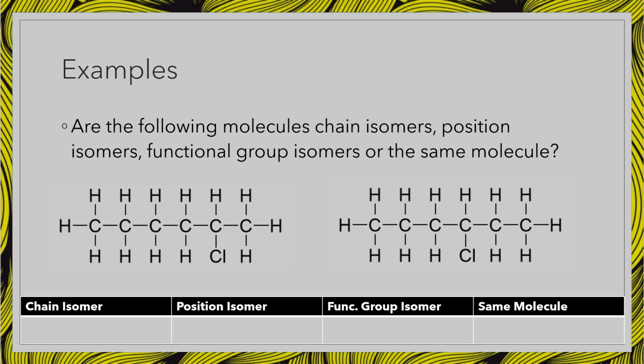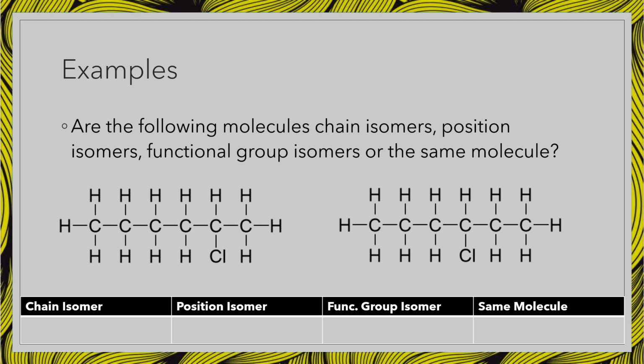So let's have a look at these. Are the following molecules chain isomers, position isomers, functional group isomers, or are they the same molecule? Let's have a look. So the one on the left has 6 carbons in a row with a chlorine on the second carbon. The one on the right has 6 carbons in a row with the chlorine on the third carbon. Now, if we count them up, they've both got 6 carbons. They've both got 13 hydrogens and 1 chlorine, so they are definitely isomers.